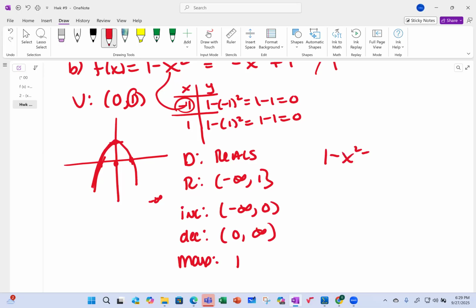And guys, this is pretty easy. Just set this equals 0 by subtracting 1, divide out the negative, and x equals plus or minus root 1, which is plus or minus 1.